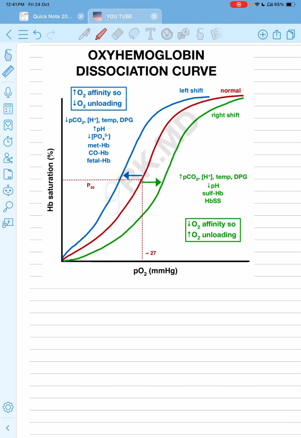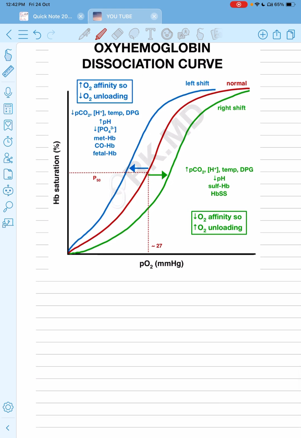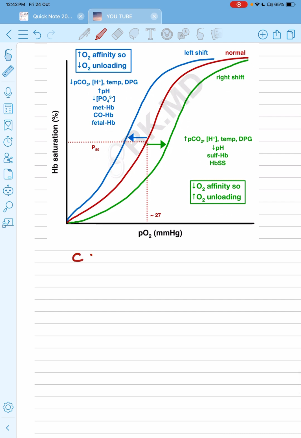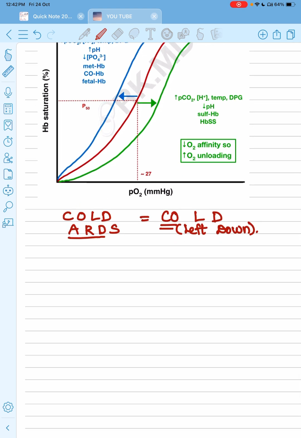Hello everyone, in this video I'm going to tell you about the oxyhemoglobin dissociation curve. There are certain mnemonics to remember the leftward shift and the rightward shift. They are COLD and ARDS. We know ARDS is acute respiratory distress syndrome. Here, CO represents carbon monoxide, and LDS is left and downshift. Left and downward shift is carbon monoxide.